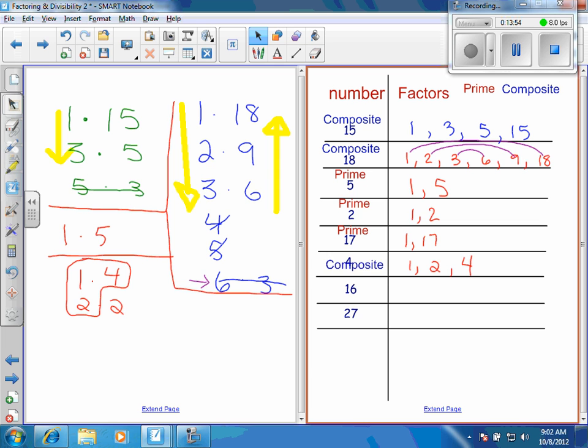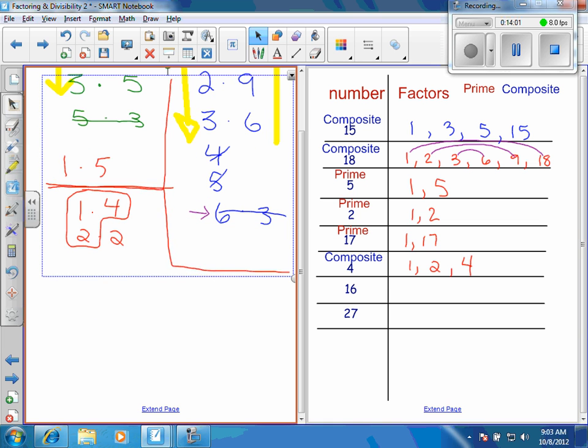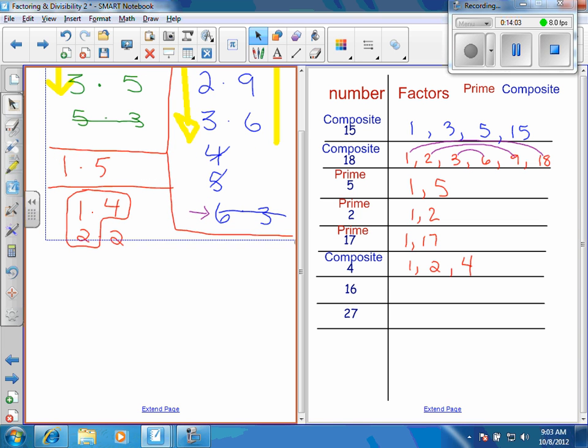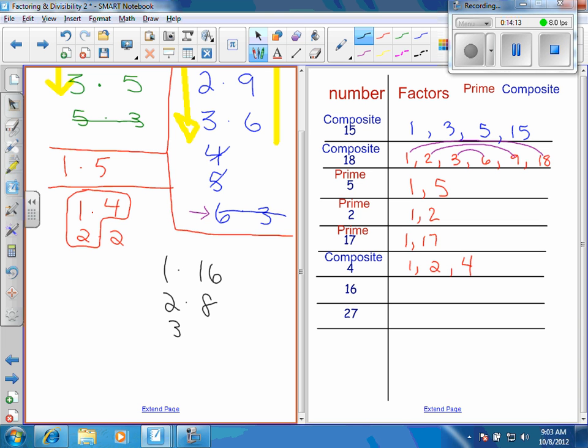Okay, Claire, what about 16? 1. And then there's always 1. So for 16, 1 times 16, what else? 2 times 8. Does 3 go in? How many times? No. So cross it out.